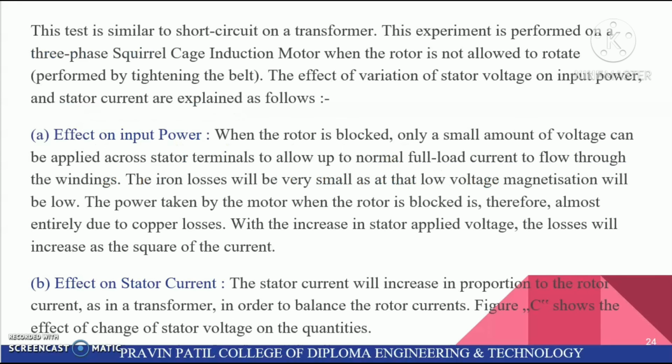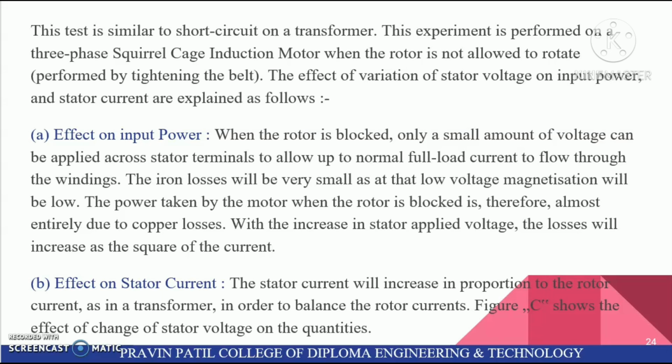So this test is similar to short circuit on a transformer. This experiment is performed on a 3-phase squirrel cage induction motor when the rotor is not allowed to rotate, that is performed by tightening the belt. The effect of variation of stator voltage on input power and stator current are explained as follows. So first, effect on input power.